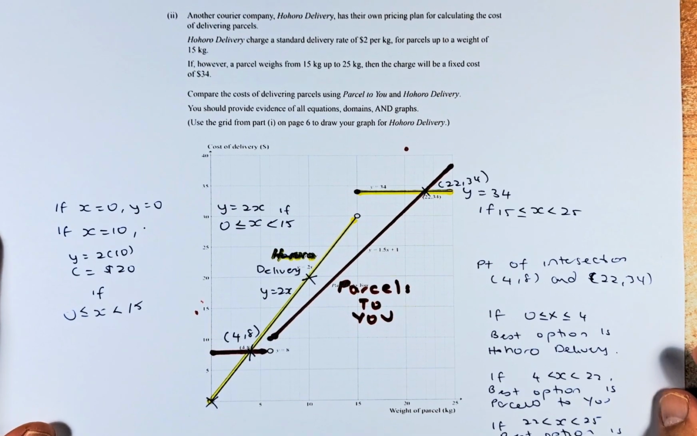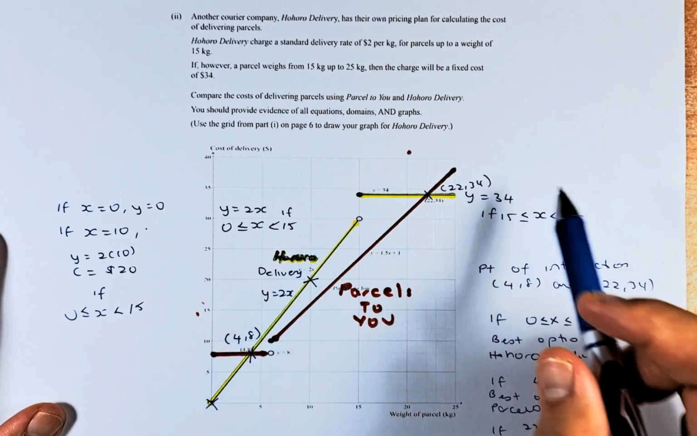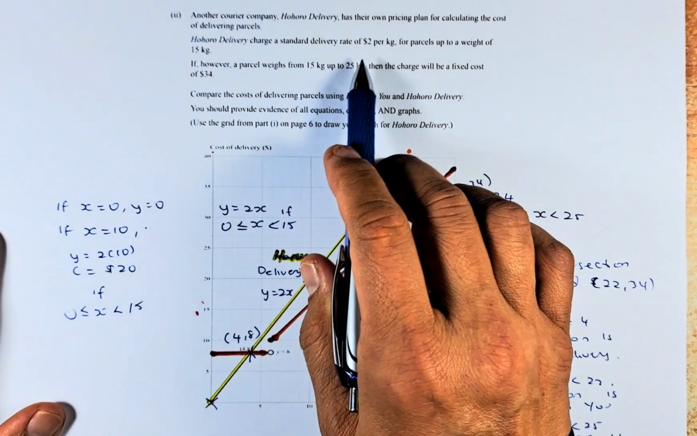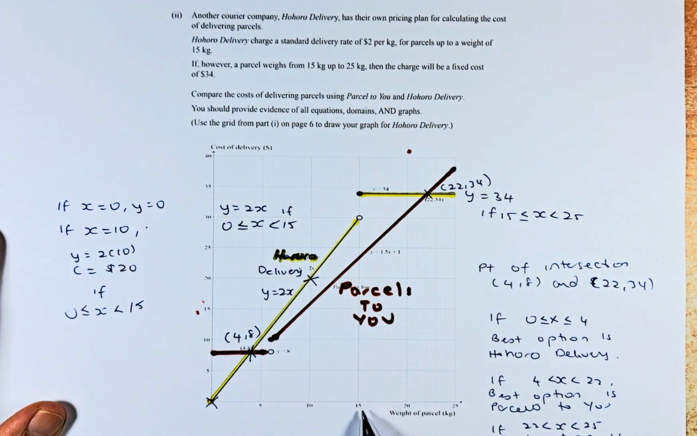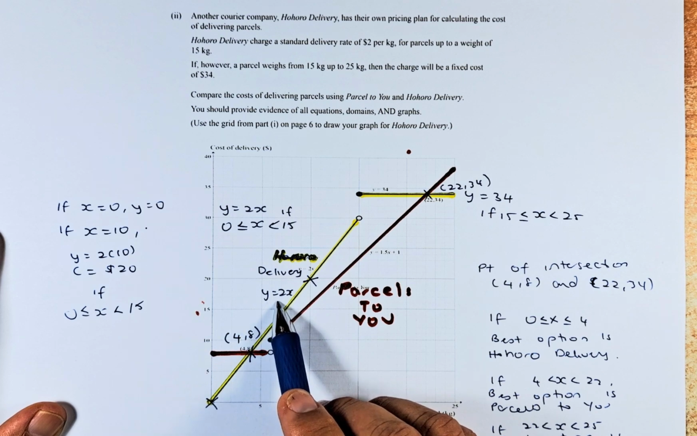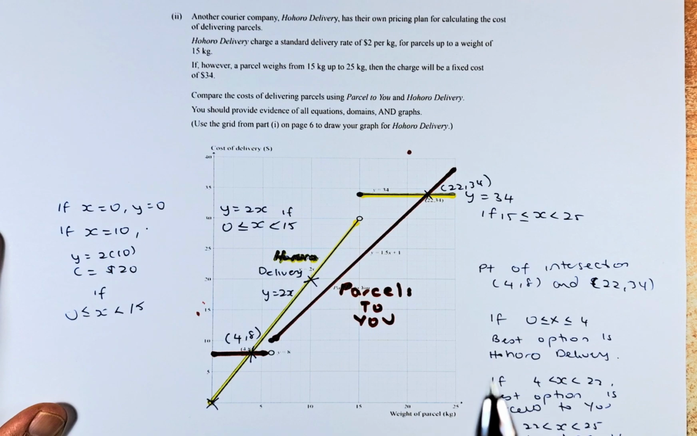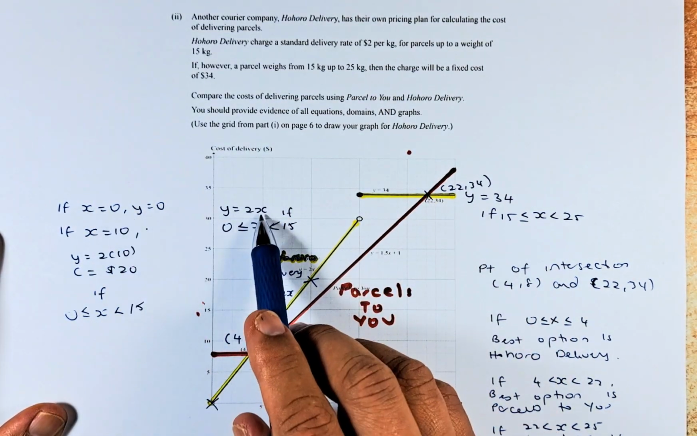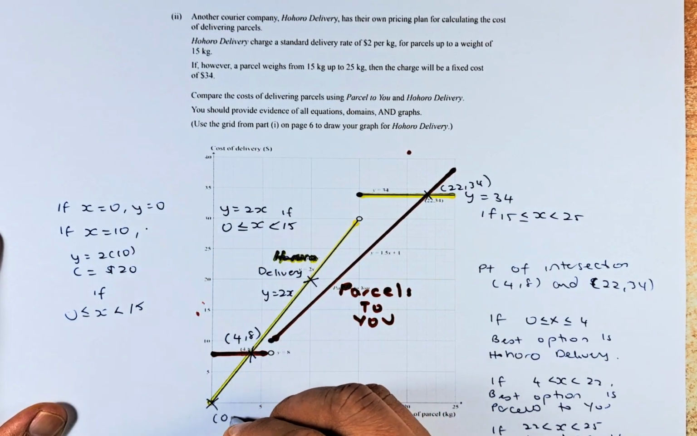The question is: another courier company, Hohoro Delivery, which is the yellow line, has their pricing plan for calculating the cost of delivering a parcel. Hohoro Delivery charges a rate of $2 per kg for parcels up to the weight of 15 kg. So from 0 to 15, the equation is y equals 2x, okay? Got it? To draw the graph, we do not know the graph yet. So when x equals 0, y is 0. So the first point is going to be (0, 0).